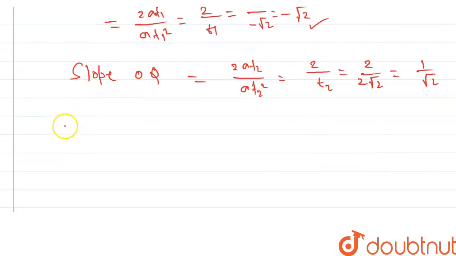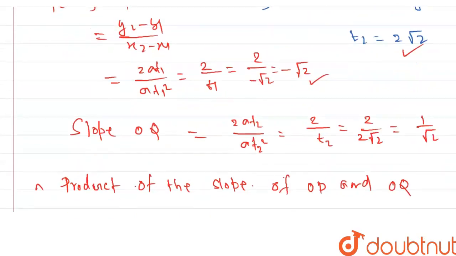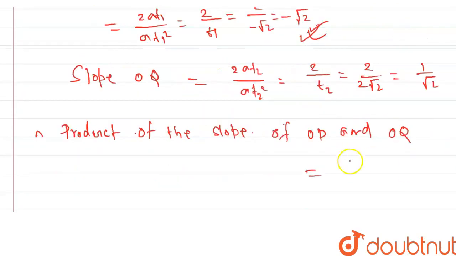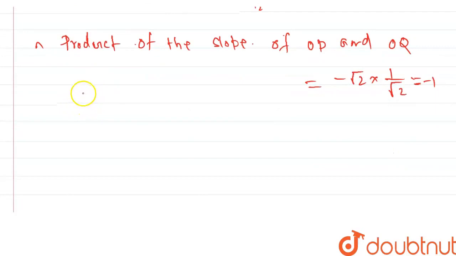So the product of the slopes of OP and OQ: we have the slope of OP equals minus root 2, and the slope of OQ equals 1 by root 2. So minus root 2 into 1 by root 2 is minus 1. If the product of the slopes of two lines is minus 1, that is m1 m2 equals minus 1, where m1 and m2 are the slopes of the lines, then the lines are perpendicular.